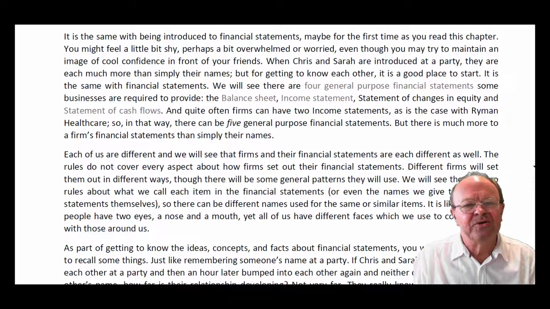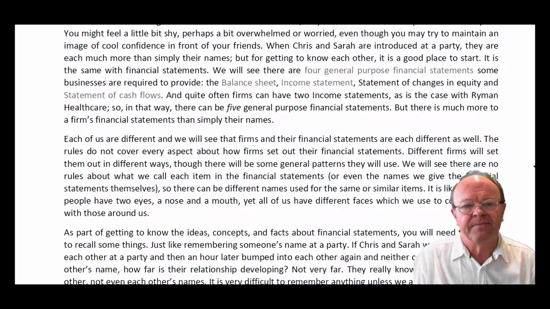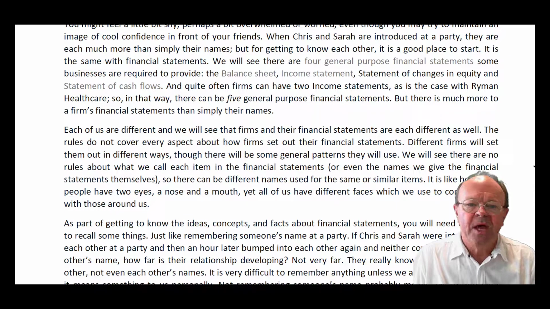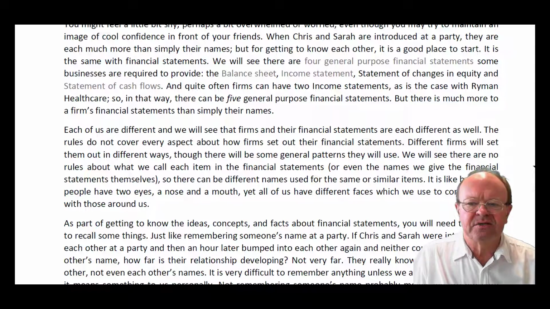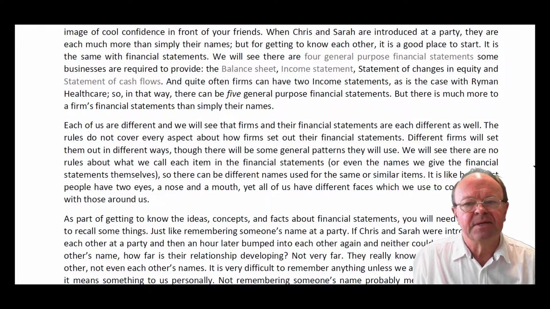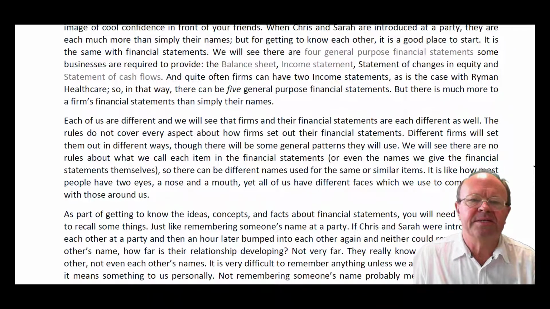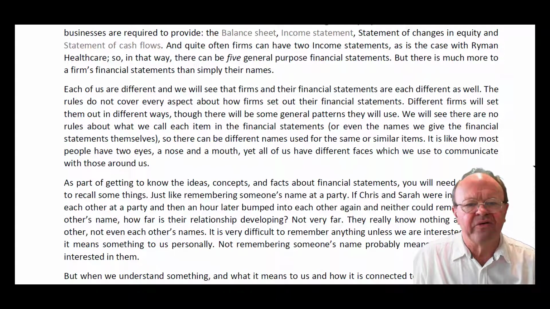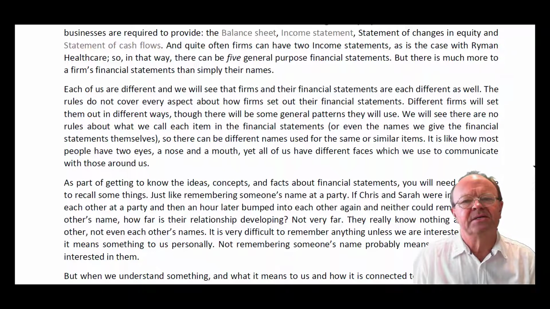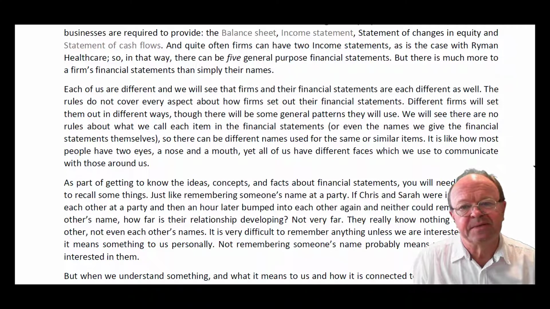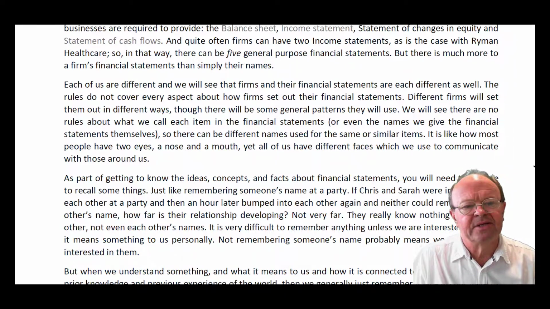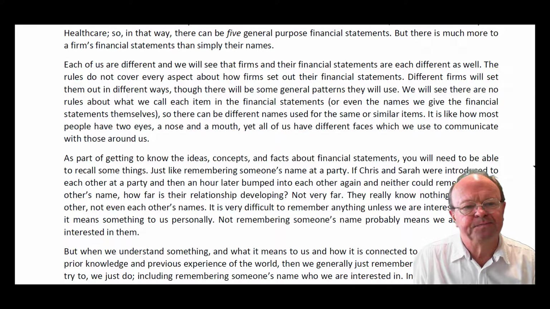When Chris and Sarah are introduced at a party, they are each much more than simply their names. But for getting to know each other, it is a good place to start. It is the same with financial statements. We will see there are 4 general purpose financial statements some businesses are required to provide: the balance sheet, income statement, statement of changes in equity, and statement of cash flows. And quite often, firms can have 2 income statements, as is the case with Ryman Healthcare. So in that way, there can be 5 general purpose financial statements. But there is much more to a firm's financial statements than simply their names.